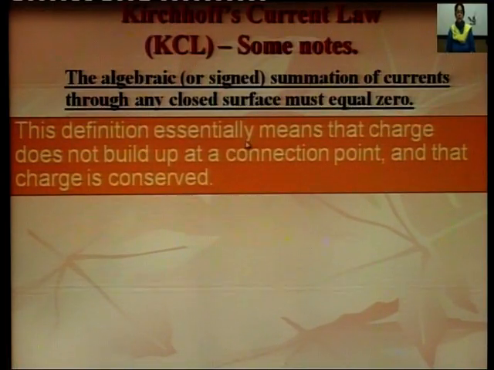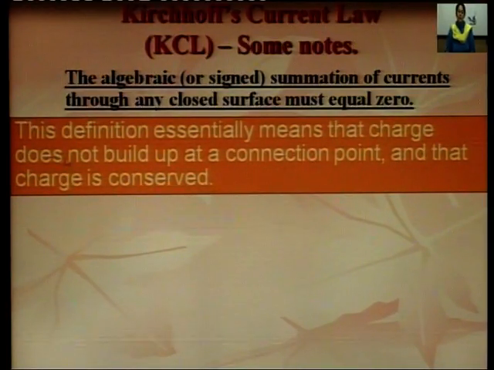This definition essentially means that charge does not build up at a connection point and that charge is conserved. So, a very important point: Kirchhoff's current law tells us that charge is conserved. चार्ज किसी पॉइंट पे जनरेट नहीं हो रहा, charge is flowing, current is moving. So if current is coming into a point in any circuit, it will have to leave that point also. So incoming current is equal to outgoing current. So this is Kirchhoff's first law, Kirchhoff's current law, that incoming current is equal to outgoing current.